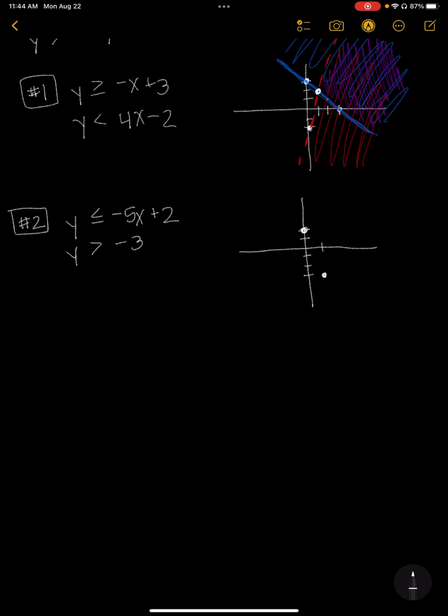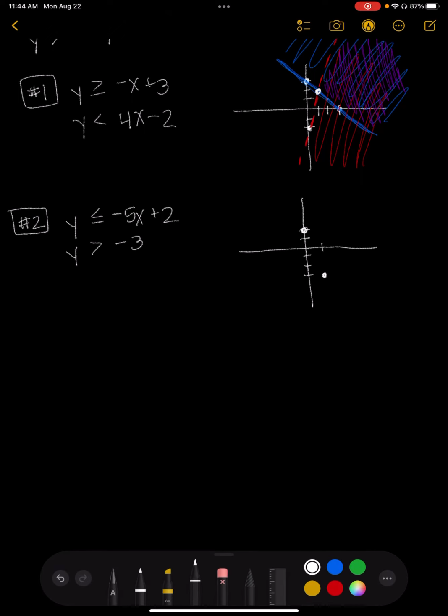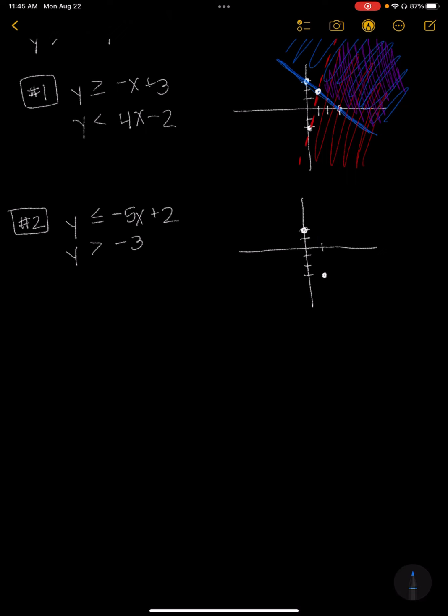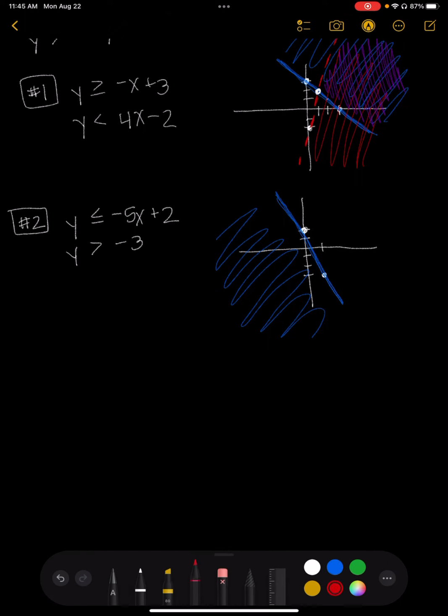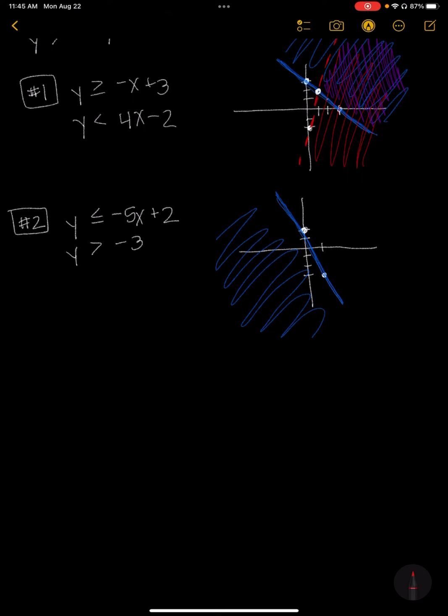Because it's less than or equal to, we're going to draw a solid line. So there's our solid line. And because it's less than, we want to shade below that line. Okay, now we're going to graph the y is greater than -3. So y is greater than -3.